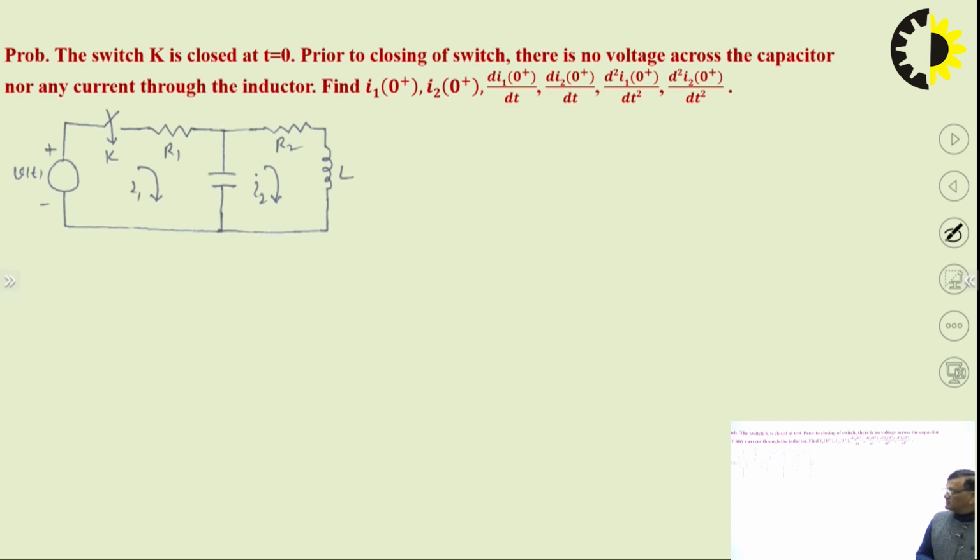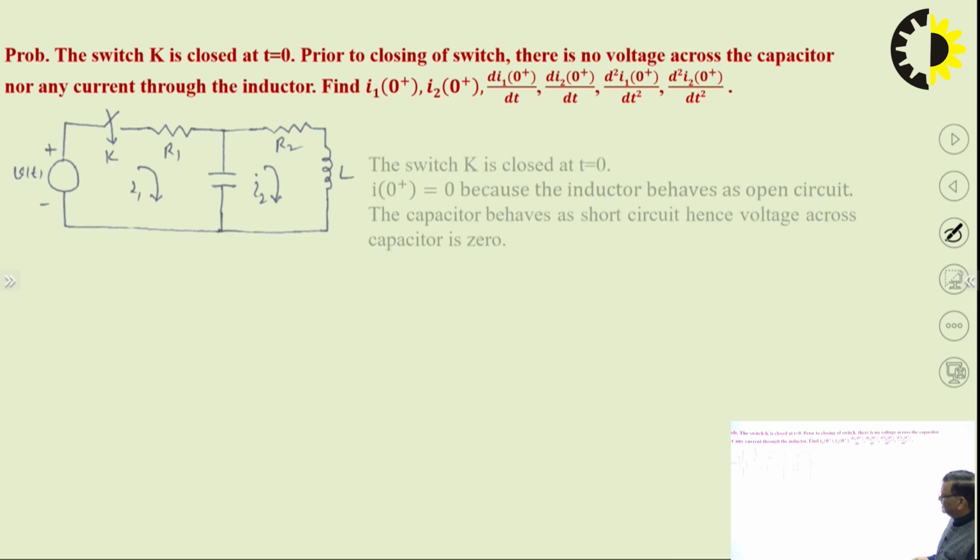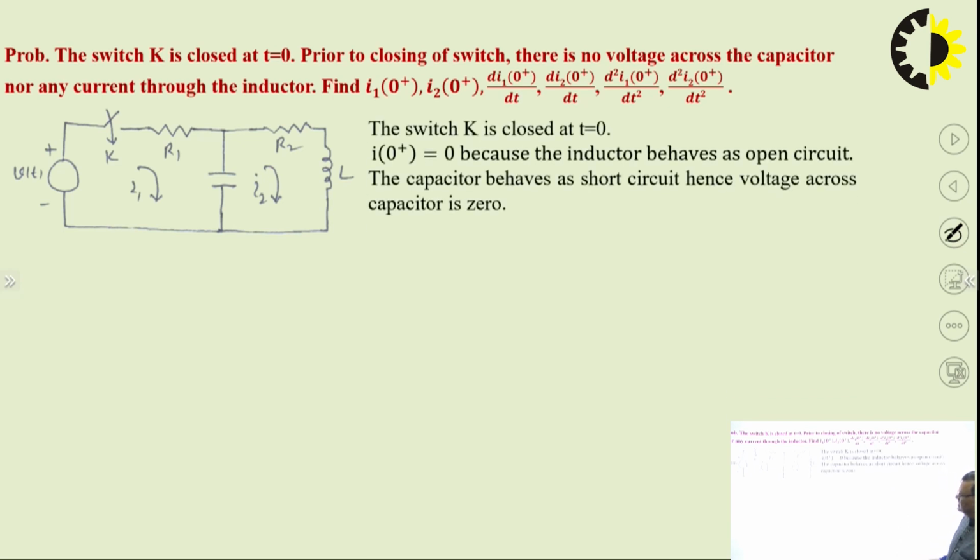One more problem: the switch is closed at t equal to 0. Prior to closing of the switch, there is no voltage across the capacitor. So, the initial voltage across the capacitor is 0 and the initial current through the inductor is also 0, and we have to find i1(0+) and i2(0+). So, these are all the initial current conditions through the inductors and capacitors, or through the circuit we can say.